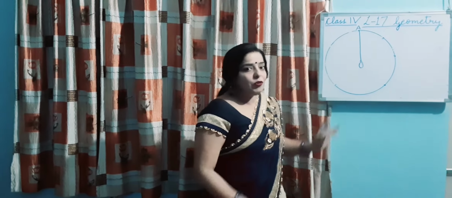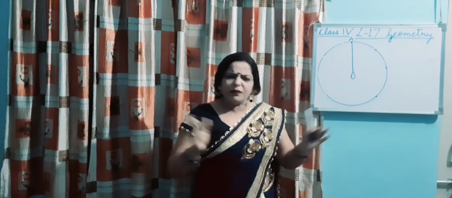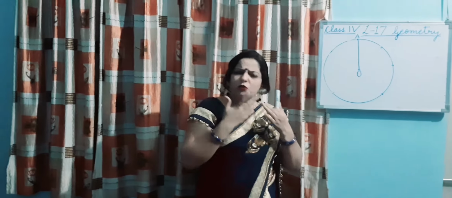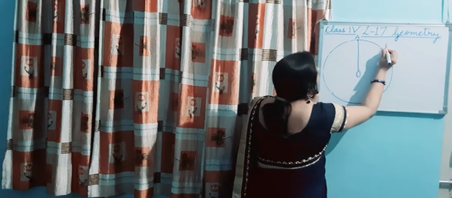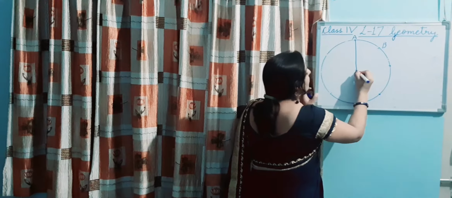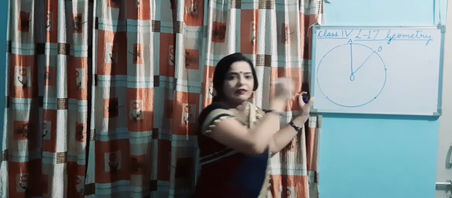So that means you are not having only one radius in circle, you are having many radius in circle, unlimited. As many radius as you want you can draw. Now I can mark here B, and then I will draw from center till B, and what I will get? I will get another radius.